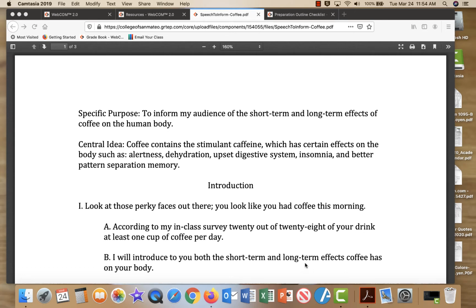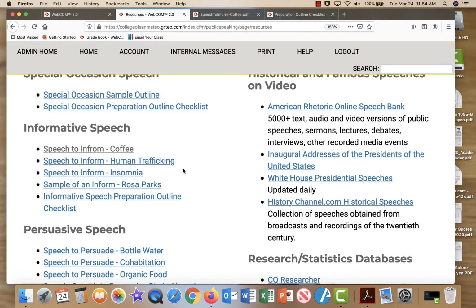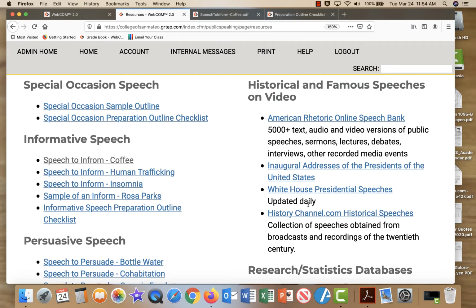Hello class, we are going to be talking about the principles of outlining, and I'm hoping this will be a refresher for our speech outlines here. So here is a sample outline that I pulled from our resources tab in our textbook. The two files I'm going to be looking at will be the speech to inform on coffee as well as the informative speech preparation outline.